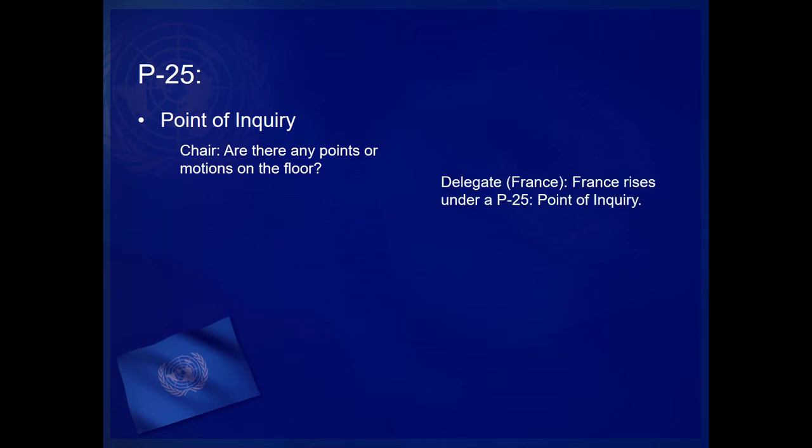At conference, you would wait for a delegate on the speakers list to complete their speech. Once they are done, the chair will ask if there are any points or motions on the floor. This is your signal to raise your placard to be recognized or called upon by the chair. Once recognized, you would tell the chair that you rise under a P25 point of inquiry. The chair would inform you that that's in order.